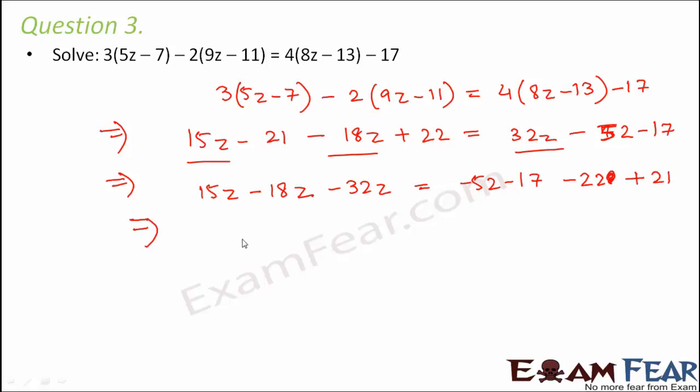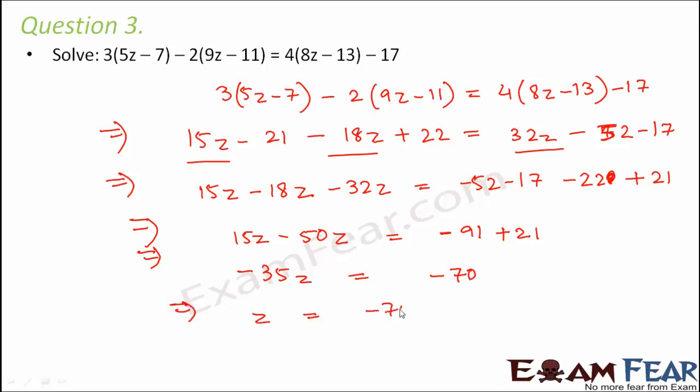So let us solve this. So this would become 15z minus 50z is equal to, this entire thing would be equal to minus 91 plus 21. So this becomes minus 35z is equal to minus 70. Or we can say z is equal to minus 70 by minus 35. So 35 2s are 70, minus minus will cancel out. So we will get 2. So therefore z equal to 2 is a solution for this equation.